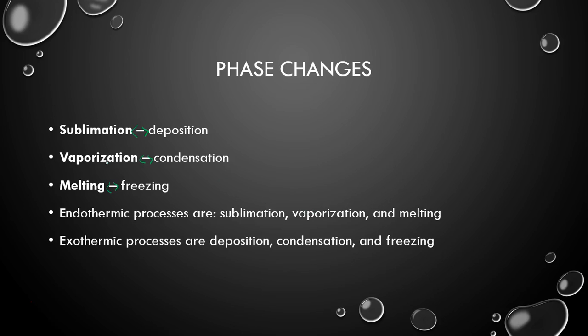Now, I have listed them so that the three endothermic phases are here together on the left-hand side, and the three exothermic phases are on the right-hand side. Exothermic means that they have to give off heat. Like they must get rid of heat in order to do that particular process. Endothermic means they take in heat.